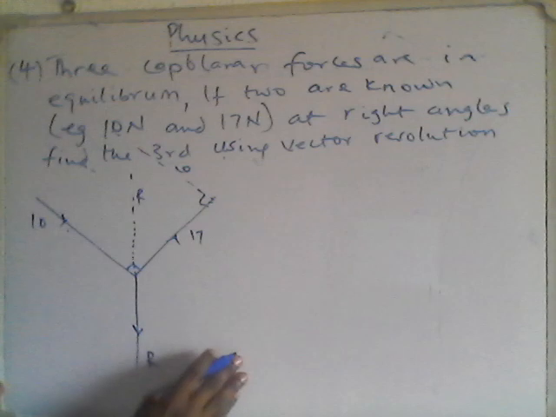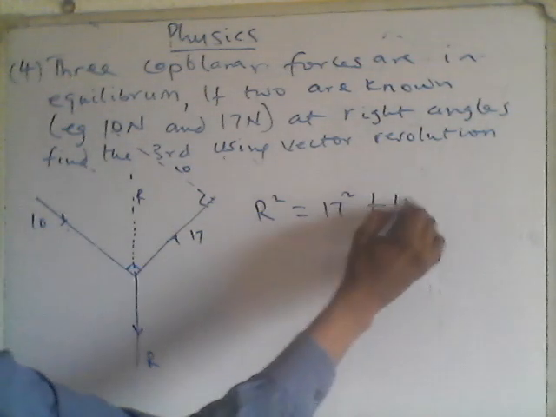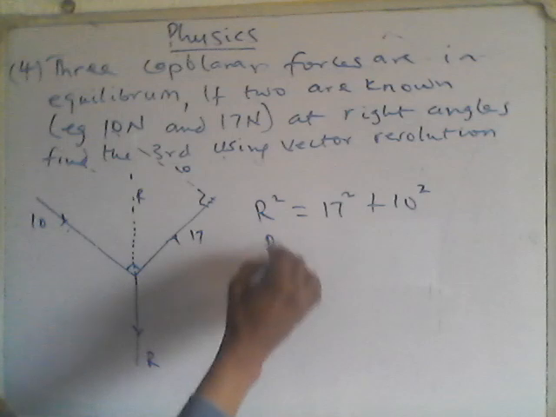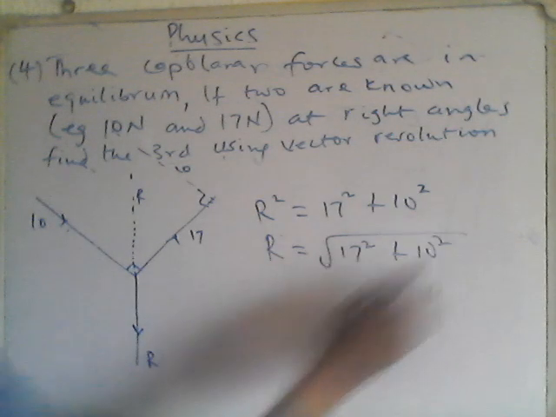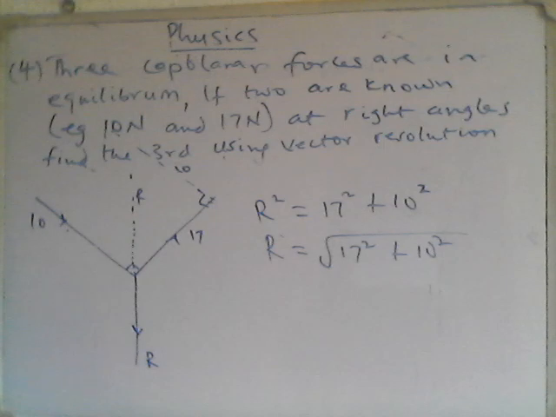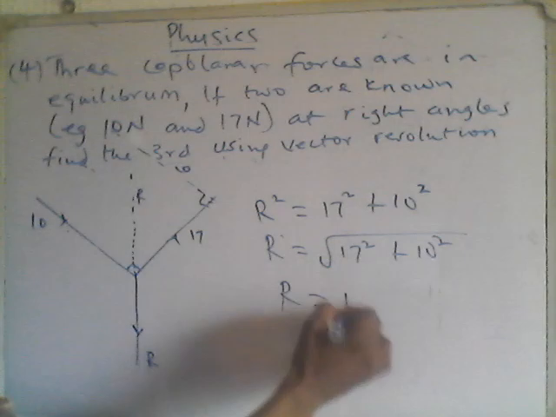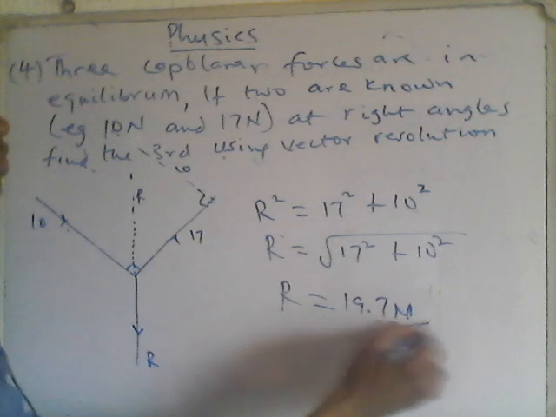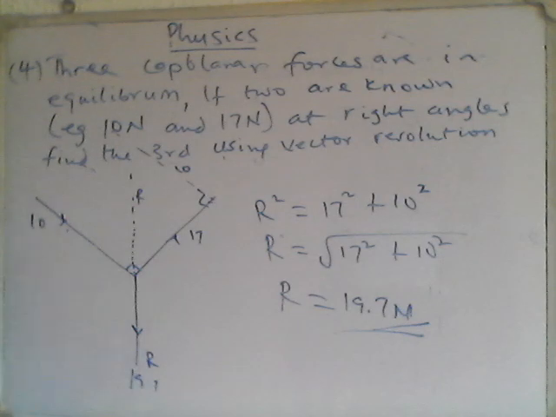And we can apply Pythagoras theorem, where we say R squared is equal to 17 squared plus 10 squared. All right? So R is equal to the square root of 17 squared plus 10 squared. From here on, what we have is purely mathematics. R is 19.7 Newton. So this 19.7 Newton here will be the force required to make all these things balanced. Okay.